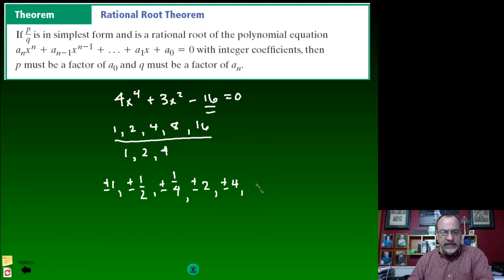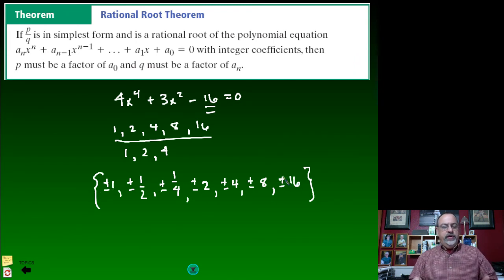And then I take 8, so 8 over 1 is 8, plus or minus, then 8 over 2, which is 4, I already have that, and 8 over 4, which is 2, and I already have that. And then I do 16, plus or minus 16. 16 over 1, 16 over 2, which is 8, and 16 over 4, which is 4. So if this polynomial has any rational roots, it has to be one of these numbers. It cannot have a rational root other than these numbers.